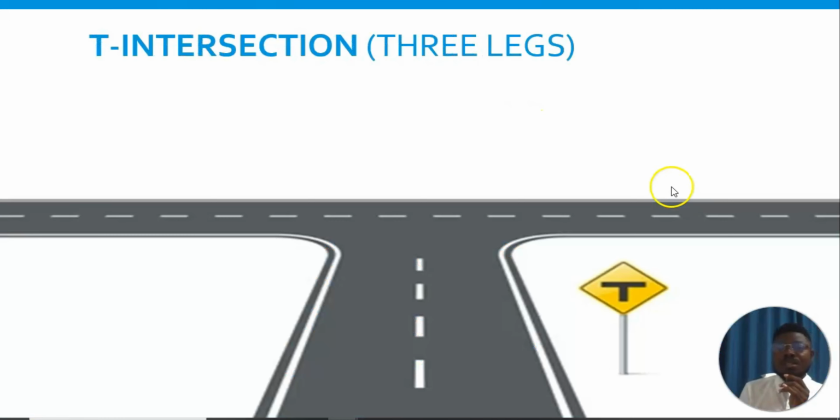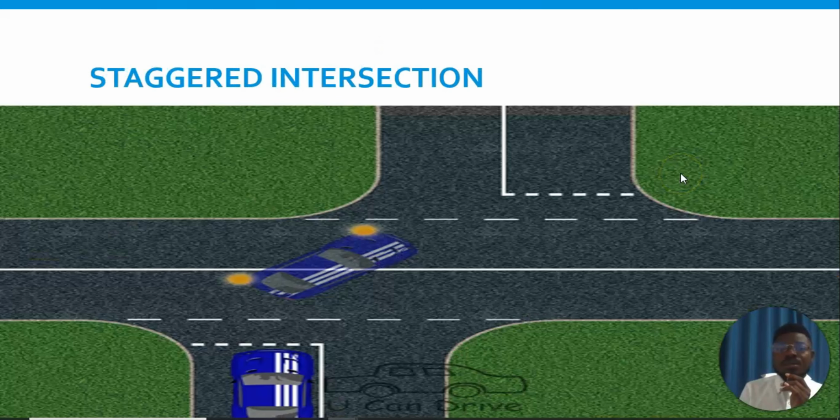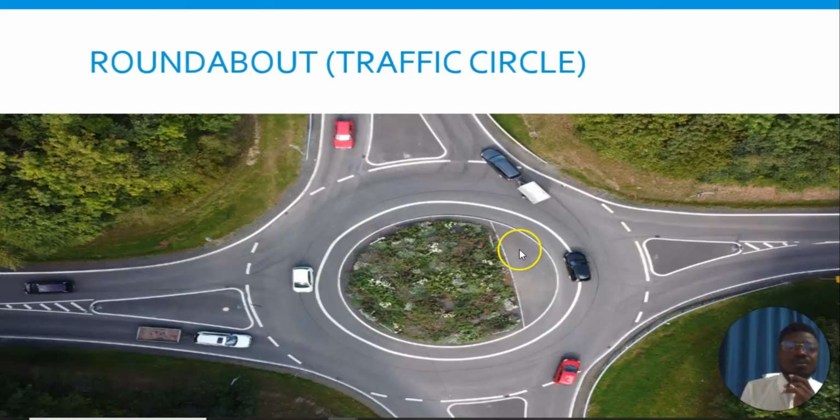An example of that, I have a pictorial. This is it. You can see they are not at the same point. So when two or more roads are not at the same point, that is what we call a staggered intersection, and this is an example of that.